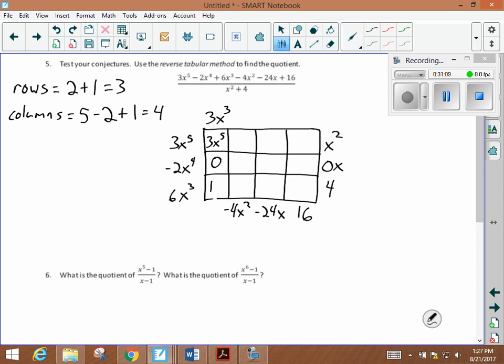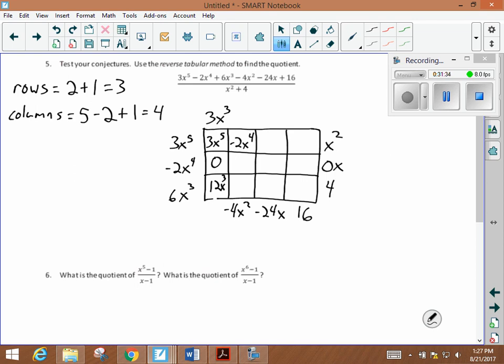How about 12 instead? All right, 3x cubed times 4 is 12x cubed. Okay, now we're back in business. All right, so now I'm going to look at this negative 2x to the 4th. I had to add something to 0 to get negative 2x to the 4th. The only thing that works there is negative 2x to the 4th.